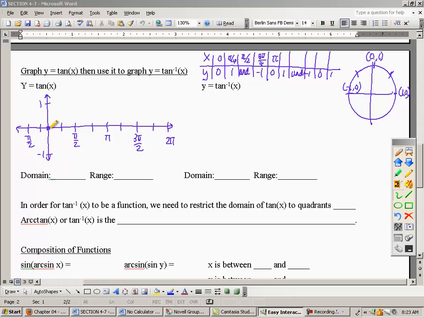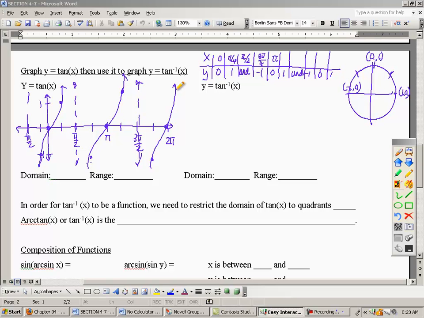So if I plot these points, 0, 0, at pi over 4 you get 1, which means at negative pi over 4 you get negative 1, and you get this curve. At pi over 2 you have undefined. At pi you have 0, so 3 pi over 2 you have an undefined. At 2 pi you have 0. Let's see if I can quick draw this in. Again, this is something maybe you should be doing on your own and then checking with us when you're done. But you kind of get this graph.